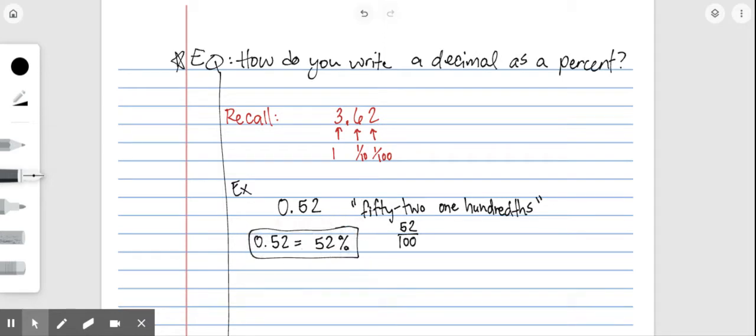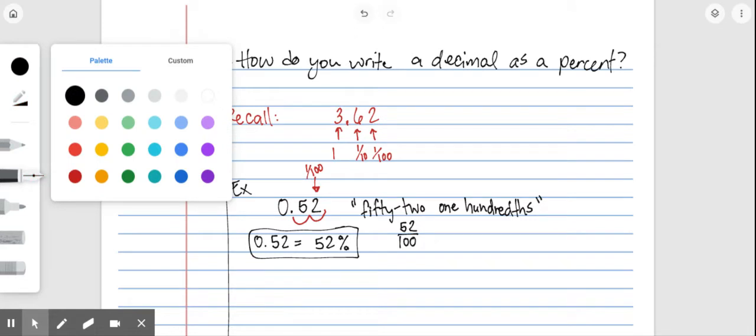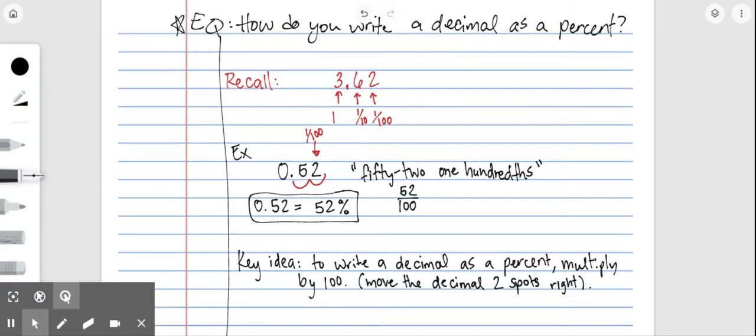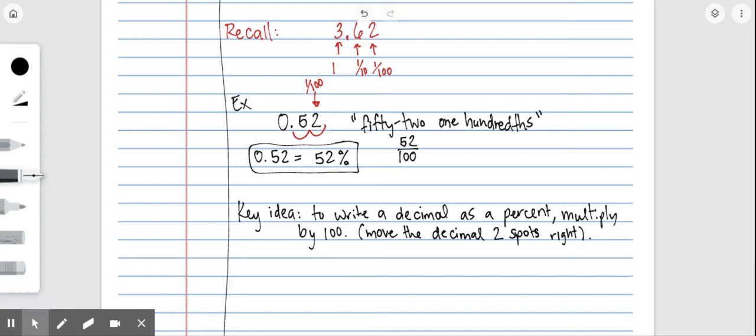So when you have a decimal, in order to write it as a percent, you're going to move the decimal point 2 places to the right because this is the 1/100ths column. You're going to move it over to the 1/100ths column. Our key idea has to do with how to convert. To write a decimal as a percent, multiply by 100, or move the decimal 2 spots to the right.